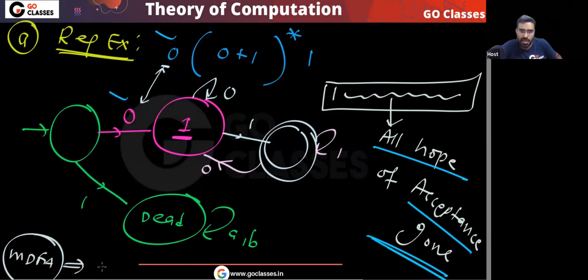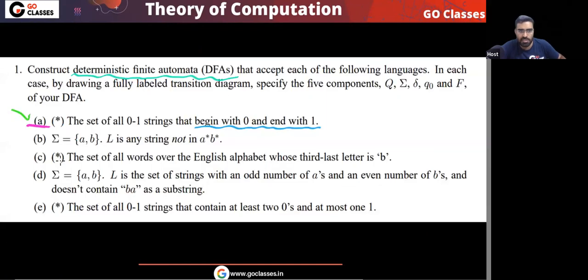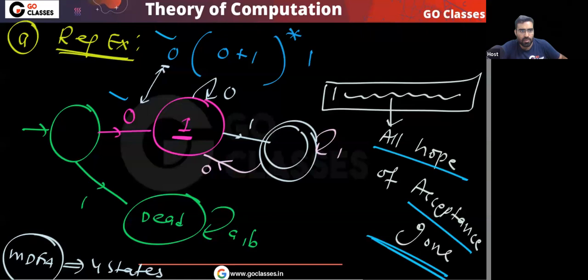How many states are in the minimal DFA? There are 4 states in the minimal DFA. This is your DFA for this language. So this language A is done. Okay, we have done it. What about the next one? Here you have not a, b, but 0, 1, no problem. The alphabet is 0, 1.